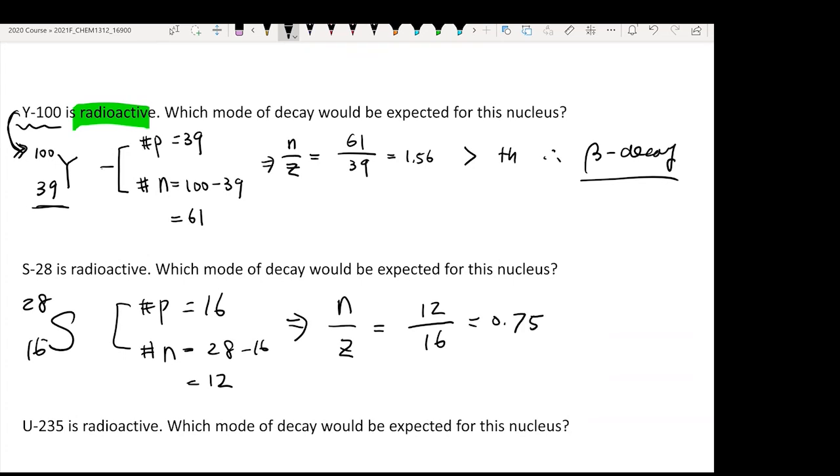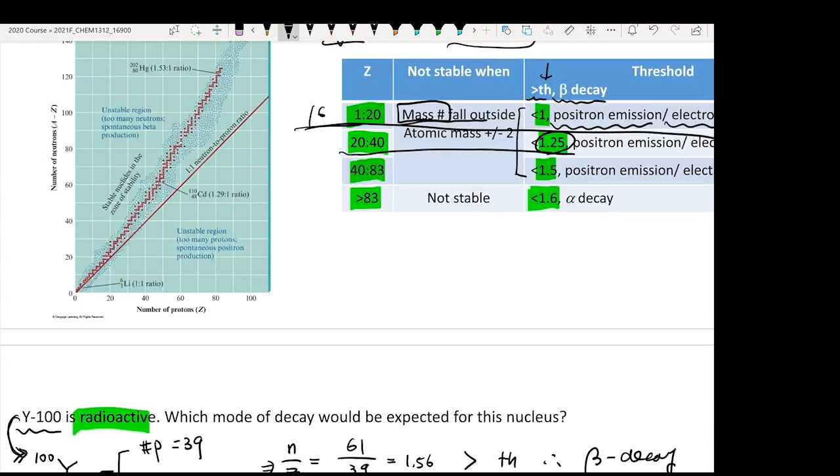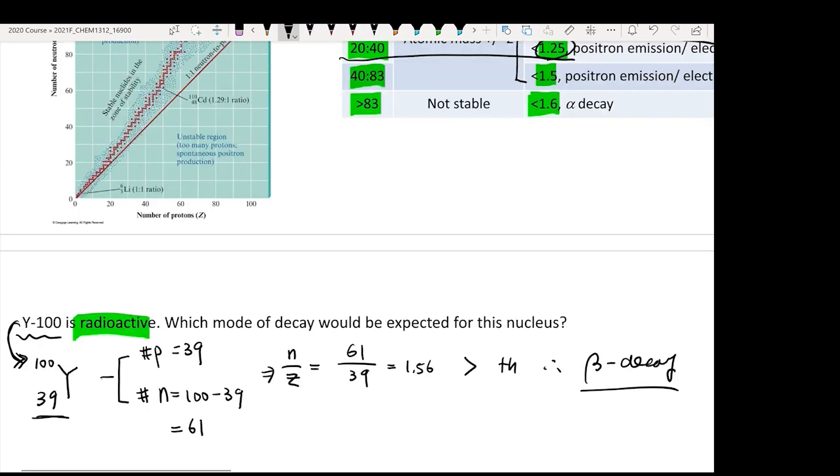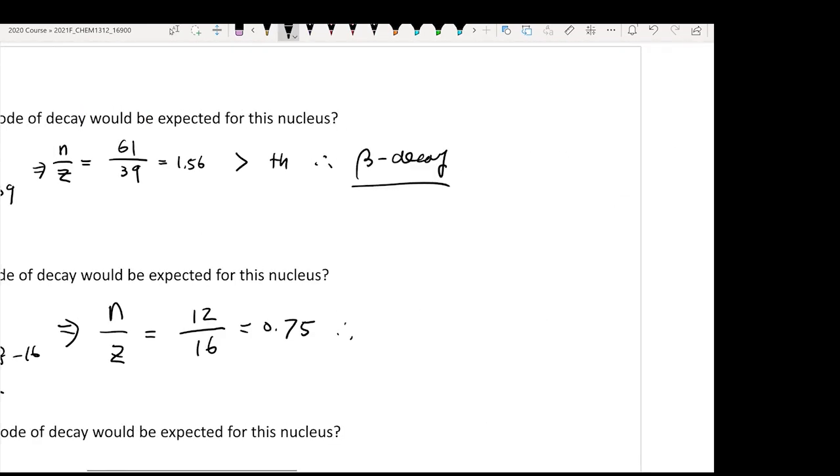So once you figure things out, then you go back to the table, right? The number of protons is 16, right? That belongs to the first row. Therefore, your threshold is 1. So right now, what you get is 0.75, which is below 1. So all you get is going to be positron emission or electron capture, okay?